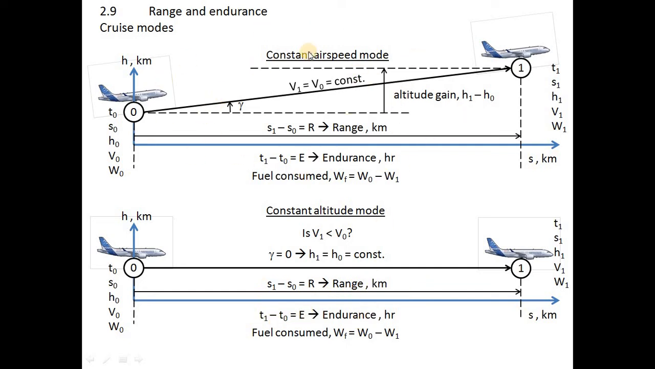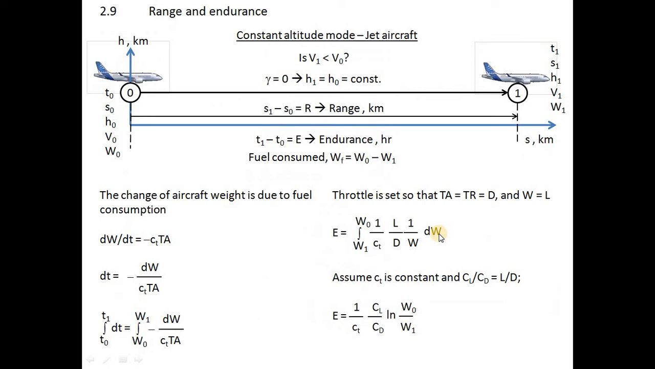We're going to derive the first one, the constant airspeed mode. Or is it constant altitude mode? Which one? Yes. We're going to do the easy one, the constant altitude mode. So let's look at the constant altitude mode. Now you know that gamma is equal to 0, h1 is equal to h naught. It is constant. Now you need to find what is the range and endurance. We need to derive this equation.